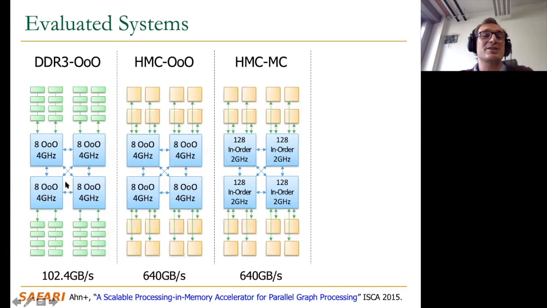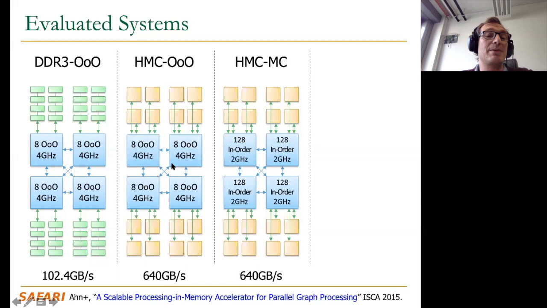This is a DDR3-based system, which is not the state of the art, as you can see. It has 102 gigabytes per second. And then this is a hybrid memory cube-based system. These are 3D stacked memories, so they provide very high bandwidth, but they're not 3D stacked with the cores, because these are very heavy cores. So you get 640 gigabytes per second bandwidth.